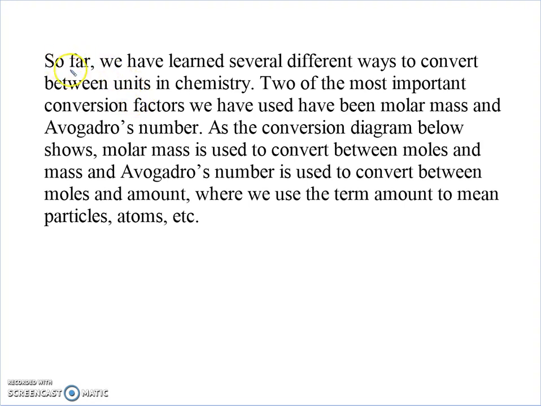What does this say? So far, we have learned several different ways to convert between units in chemistry. Two of the most important conversion factors we've used have been molar mass and Avogadro's number. Remember, molar mass is from the periodic table, and Avogadro's number is 6.02 times 10 to the 23rd.